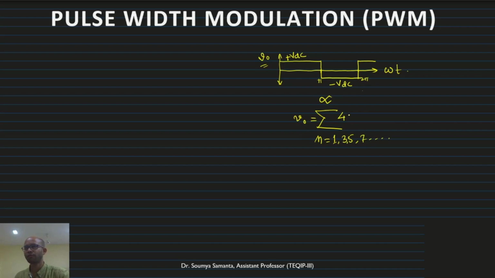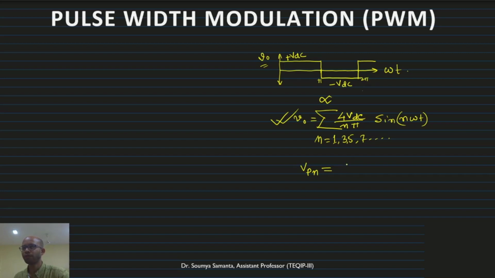So what was the voltage? V equals 4 VDC by n pi times sine of n omega t. This one was the output voltage expression. Now what is the peak value? The peak value, say V peak, for different harmonics. Whenever we talk about n equals 1 it means fundamental, and n equals 3 is the third harmonic, fifth harmonic, seventh harmonic, like that.